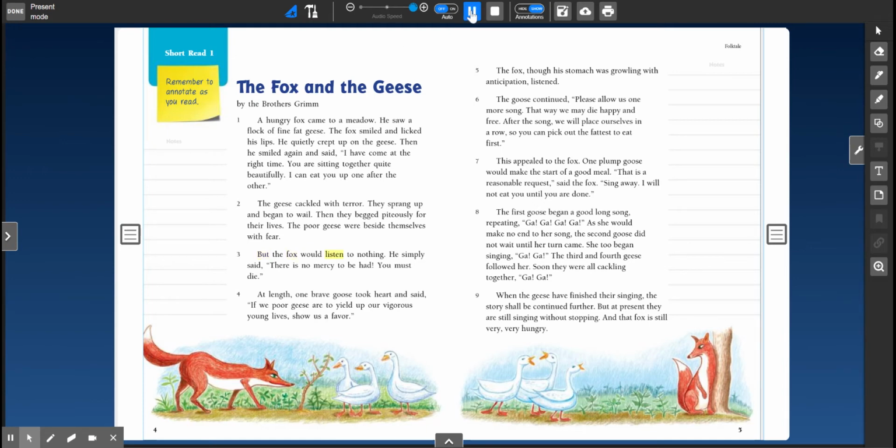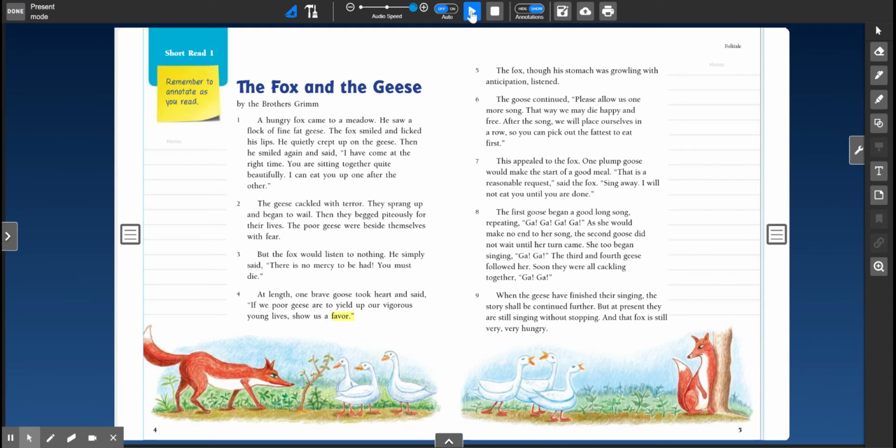But the fox would listen to nothing. He simply said, "There is no mercy to be had. You must die." At length, one brave goose took heart and said, "If we poor geese are to yield up our vigorous young lives, show us a favor."